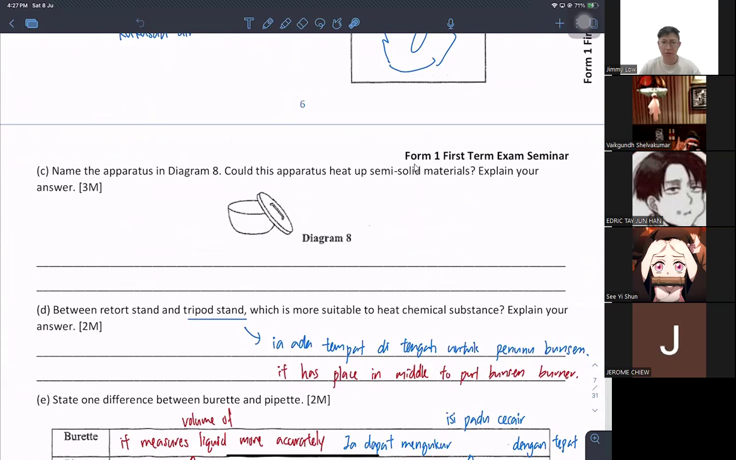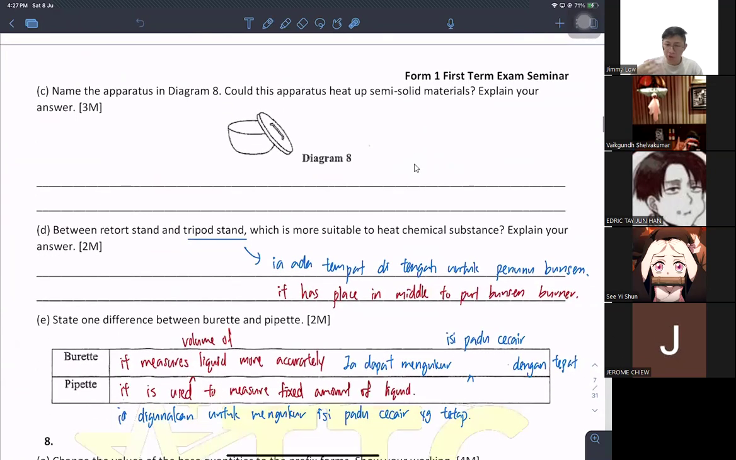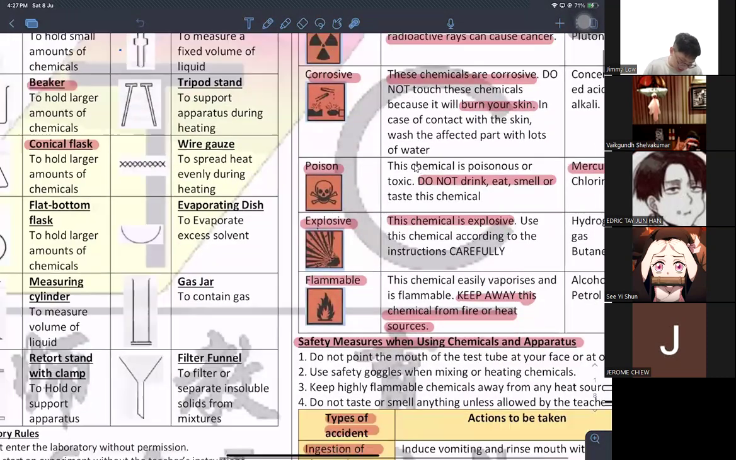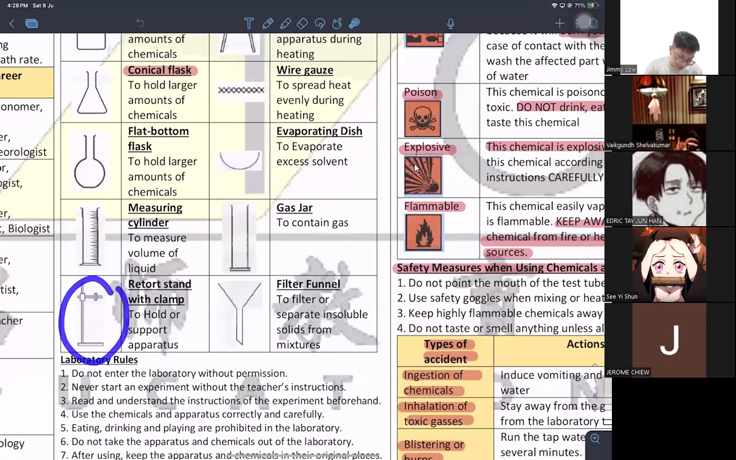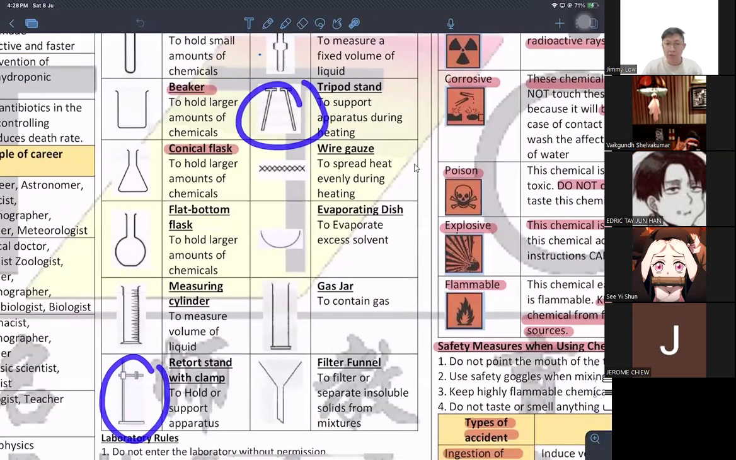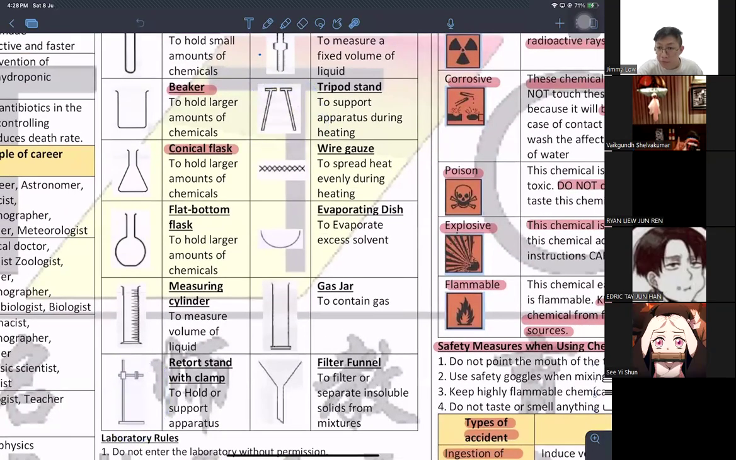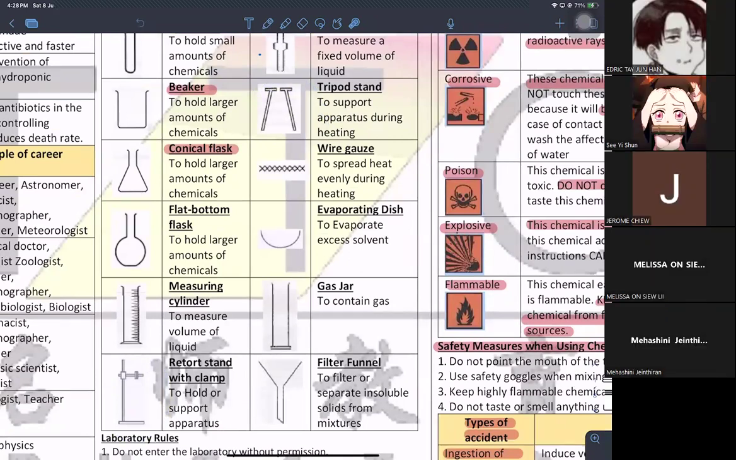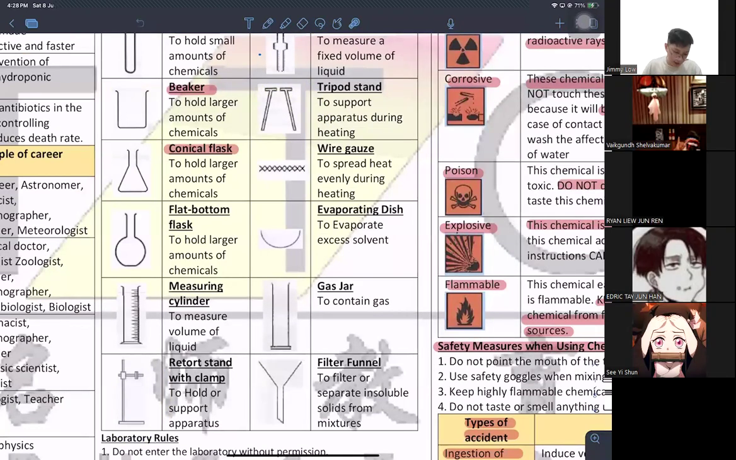Somehow the question will ask you as well, which one is more suitable to heat up a chemical substance, retort stand or tripod stand? Retort stand is something that looks like this, and tripod stand is something that looks like this. Based on your logic, of course, this one is more suitable because you have a space here to put the Bunsen burner to heat up something, right?